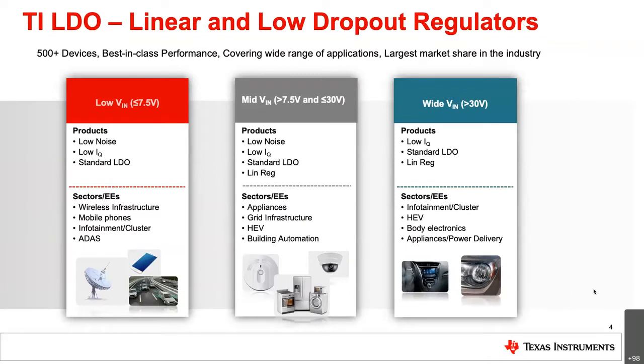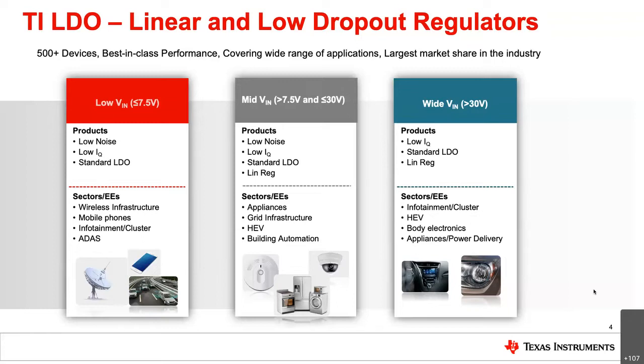So here we can see we've broken down our LDO portfolio here at TI. We offer over 500 devices covering a wide range of applications, as you see here. From automotive to personal electronics to even industrial equipment and telecommunications, we go into about 80% of all applications. And that makes sense, seeing as how a majority of electronics need power. Now, given that we have over 500 devices, we wanted to make it easier for engineers to find the correct device for their applications.